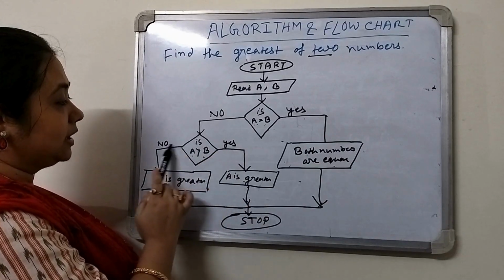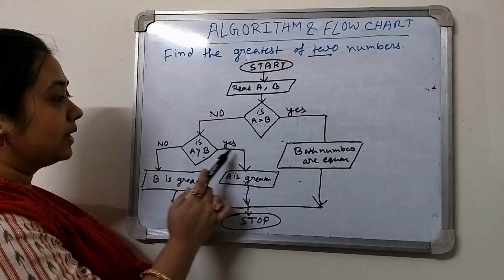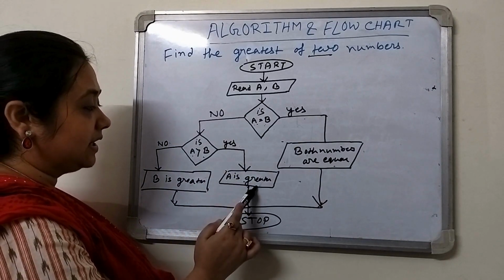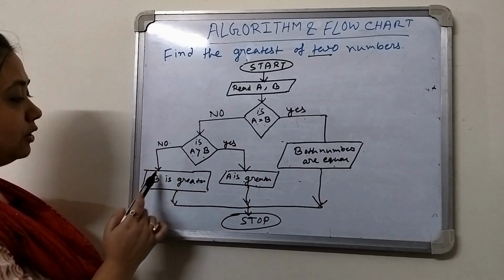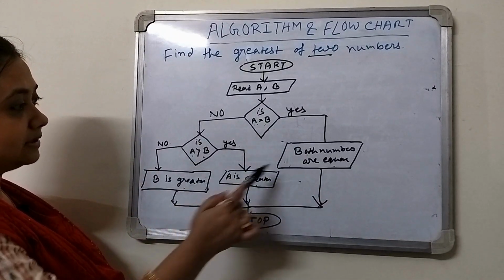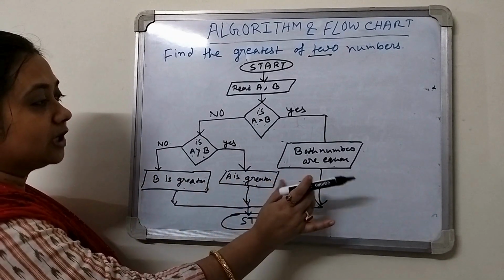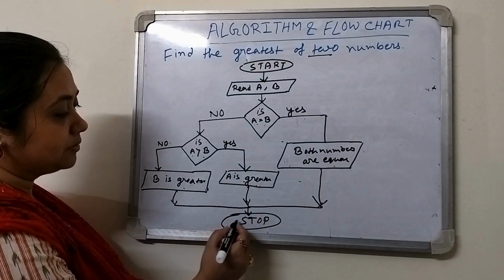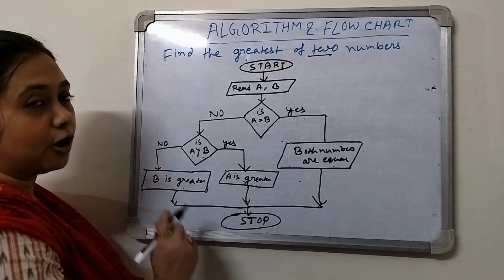If no, that means there are two possibilities, either A will be greater or B will be greater. So again we get two results, either yes or no. If the yes result is satisfied, then we get A is greater. If it is no, then B is greater. After that, this is the end of the program. We get any one of these results, and then we come to the final step, that is stop.